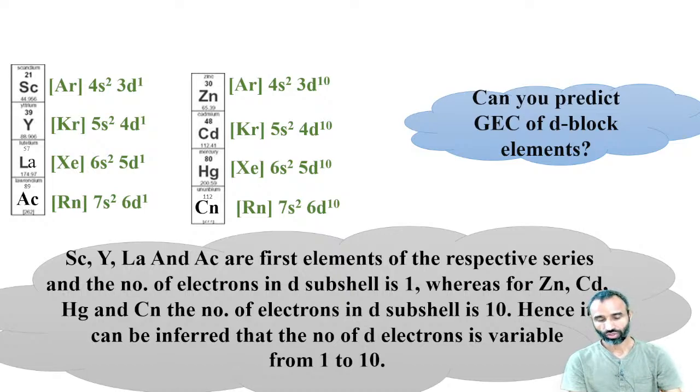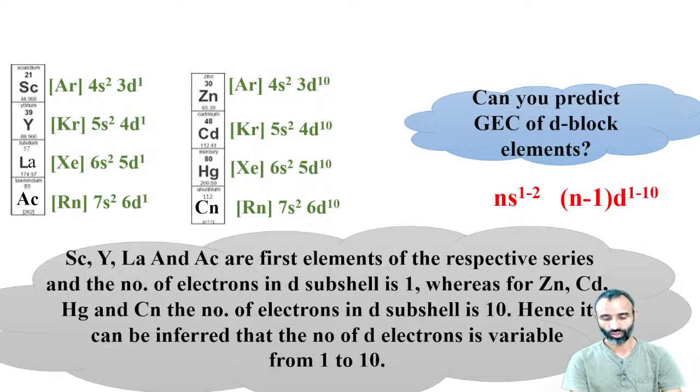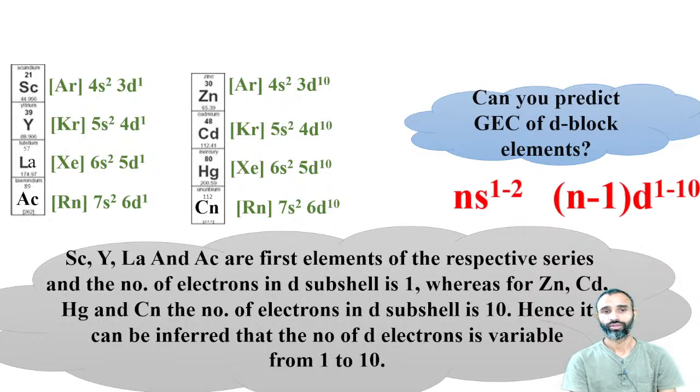So the general electronic configuration is n minus 1 d 1 to 10 and ns 1 to 2. Sometimes it can be written as ns 0 to 2 to include palladium, because palladium is the element whose electronic configuration is 4d10 5s0. So this is the general electronic configuration: ns 1 to 2, n minus 1 d 1 to 10.